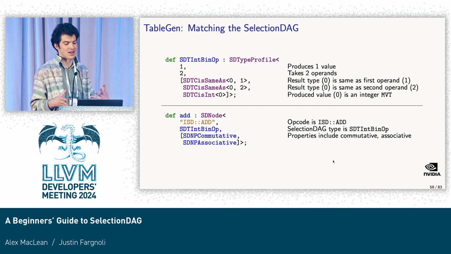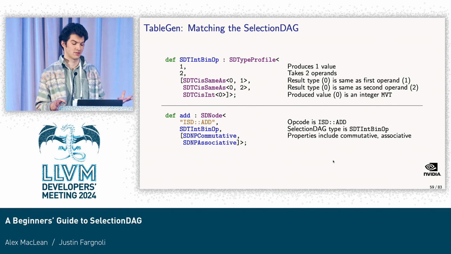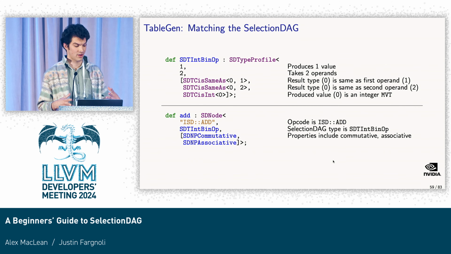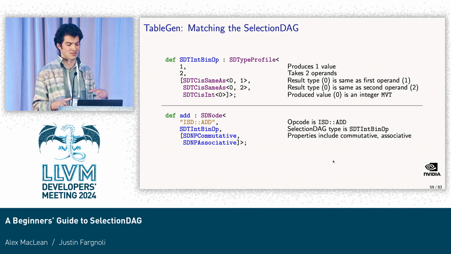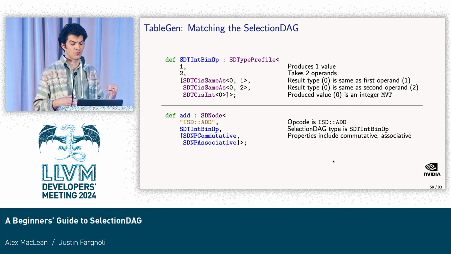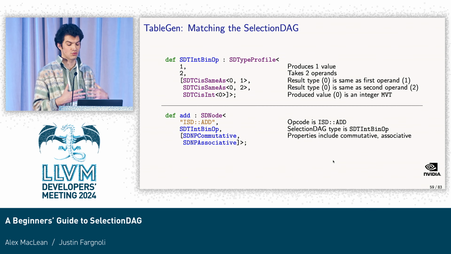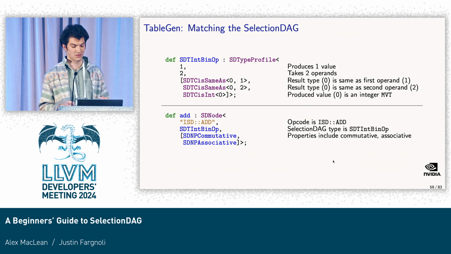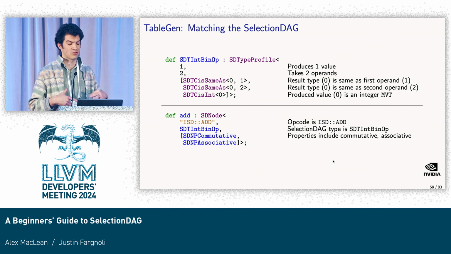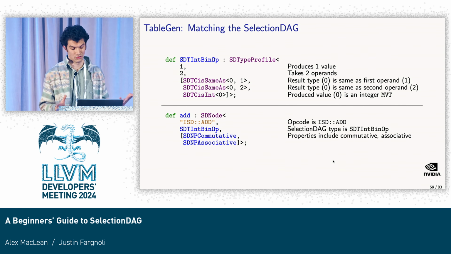Here we need to define what we're looking for in the selection DAG. So first thing we're going to do is define a type profile. This is just a description of what the type of our node is going to be. So for the add, we say it's going to produce one value and take two operands. We also say that the operands are all going to be the same type of integer.